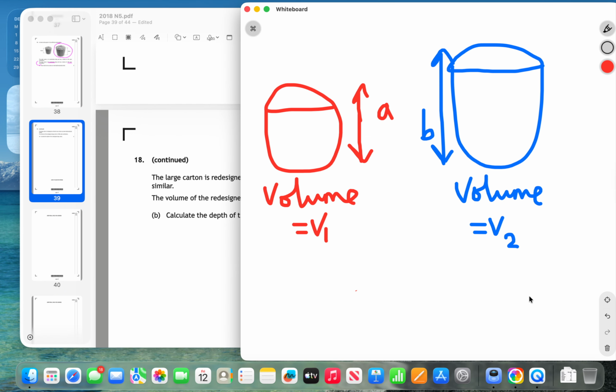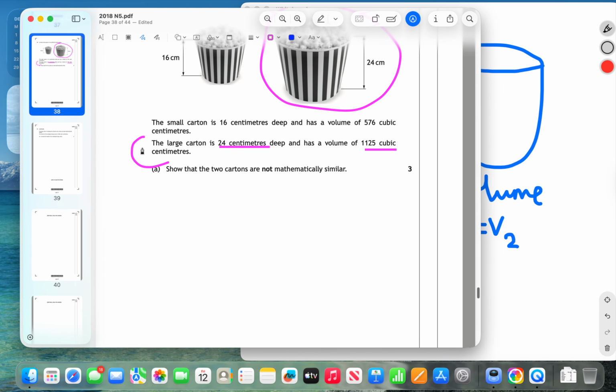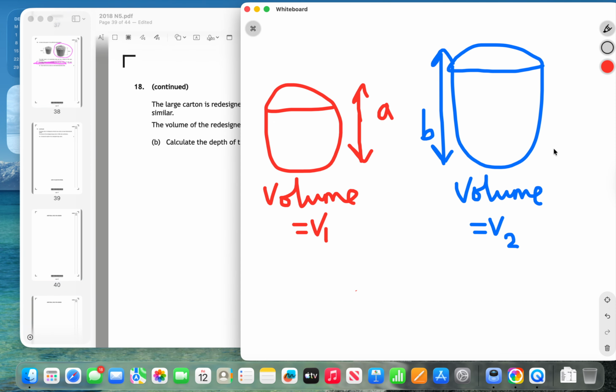We're going to use A and B for the depths. So the small depth is A and the large depth is B. We'll call V1 the small volume and V2 is the large volume. Just to be clear, this one on the right, the blue one, is the redesigned one. So we want to forget this part. So forget this in section B. So what do we know?